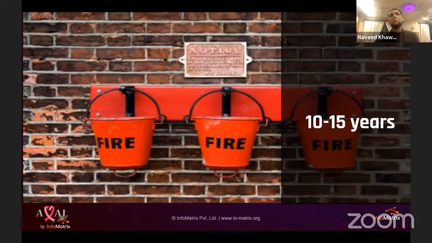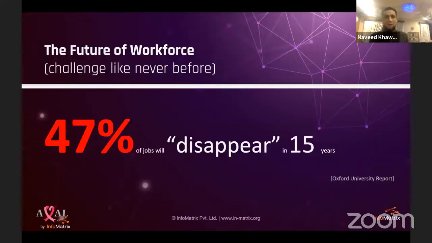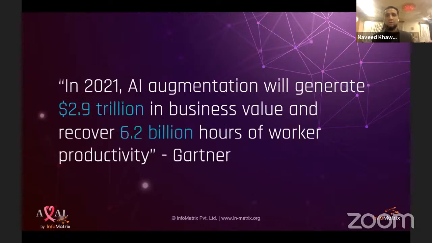The good thing is many of the enterprises have actually defined or redefined their purpose, and they have defined their vision, and they've started focusing on adding value. But what does it mean? What it means is 47% of the jobs will disappear in the next 15 years. Imagine that half of the jobs that exist right now are just going to disappear. Imagine somebody has been working in a role for 20 years, who cannot do anything else. Their job disappears. What would happen? This is a serious challenge at hand.